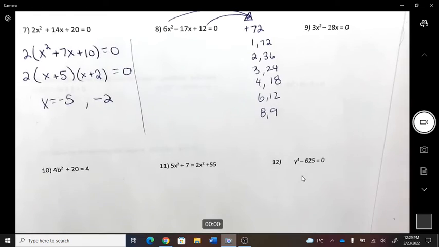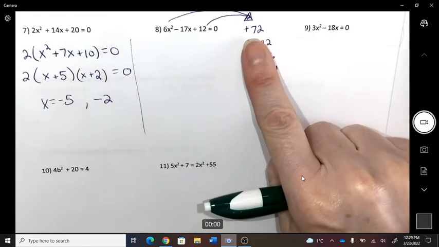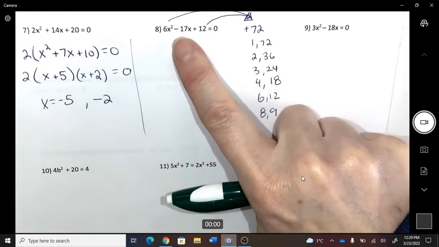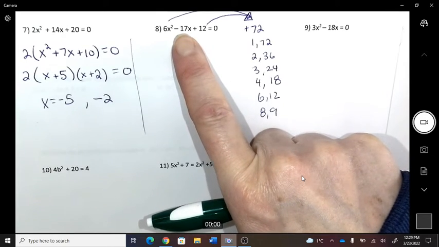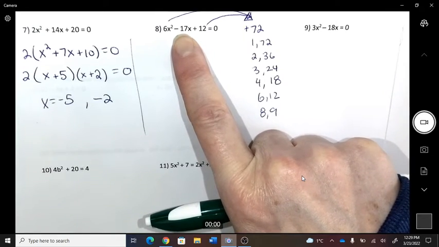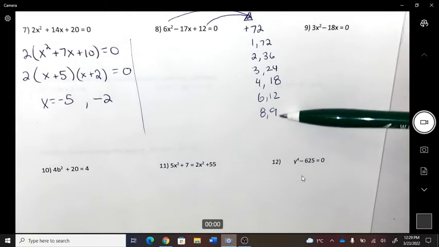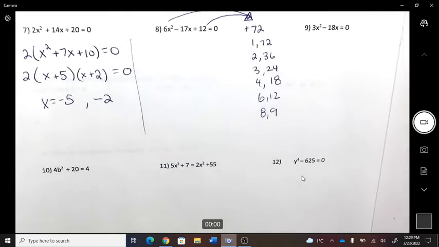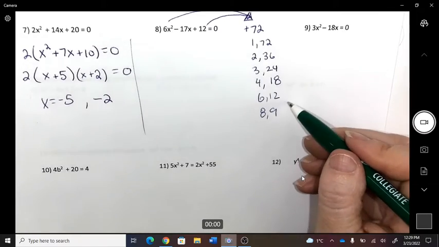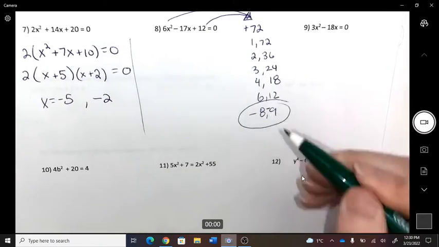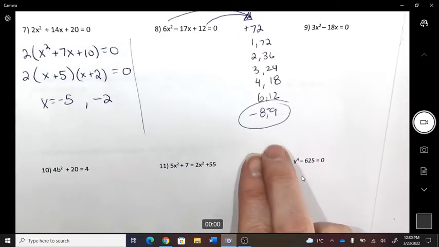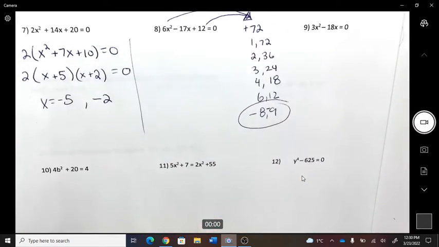Okay, I know that they both have to have the same sign to get positive, and then I need a -17. So guess what? They're both negative. Which one of those sets, both negative, make a -17? Multiplies to positive, adds to -17. Does that work?